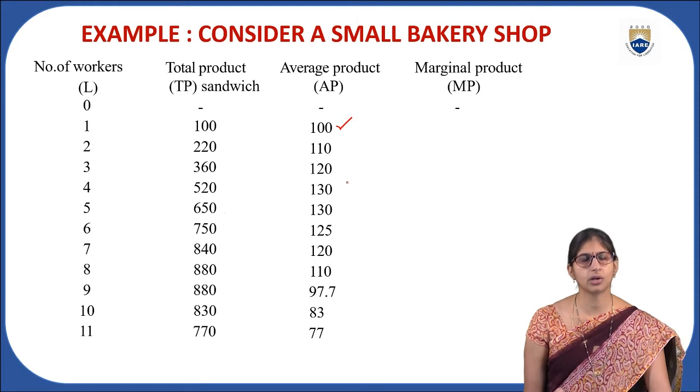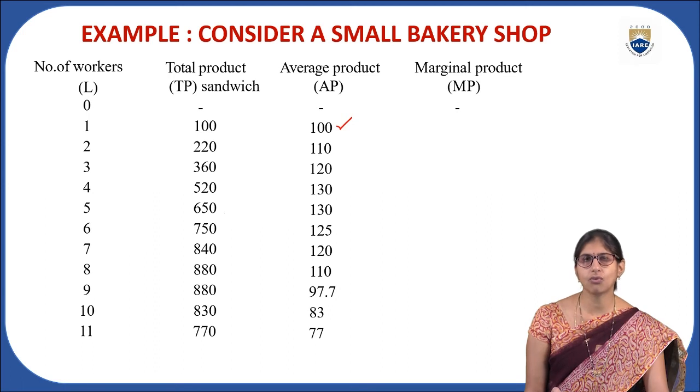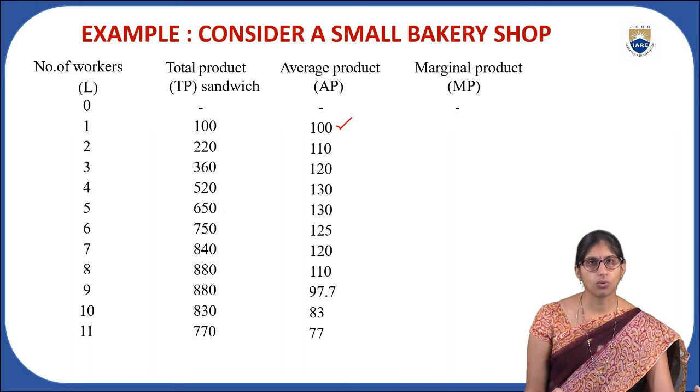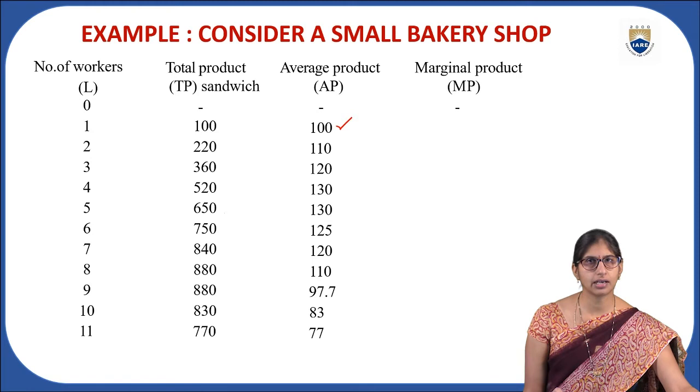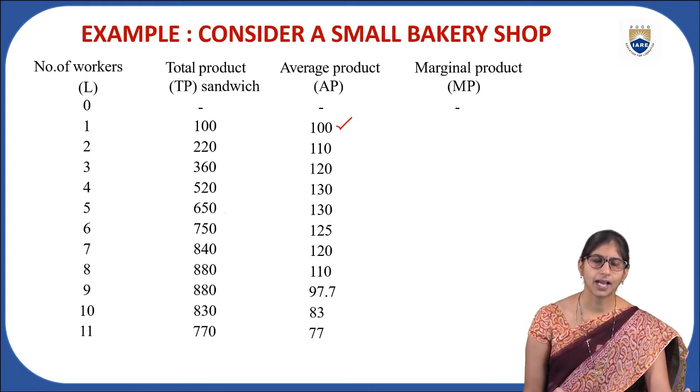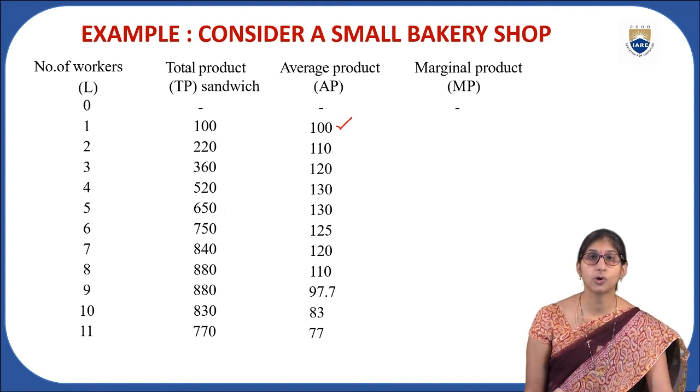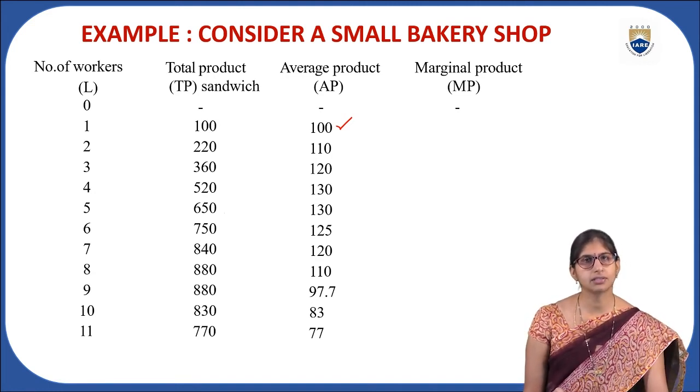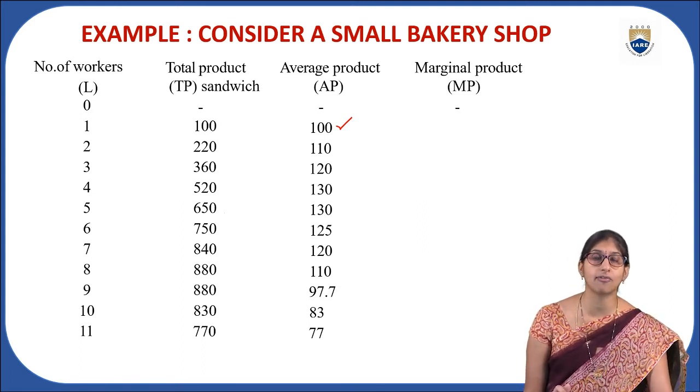So when we give some set of inputs, as a layman, what we generally think is, if one worker can make 100 sandwiches, and I give 10 workers, what output should I expect? I should expect 1,000 as my output. But is it the same in this case? No. We cannot expect the same level of output in the same manner if we go on increasing our inputs.